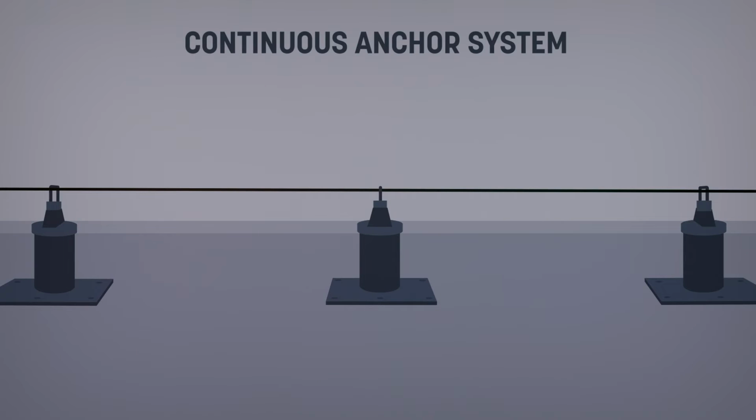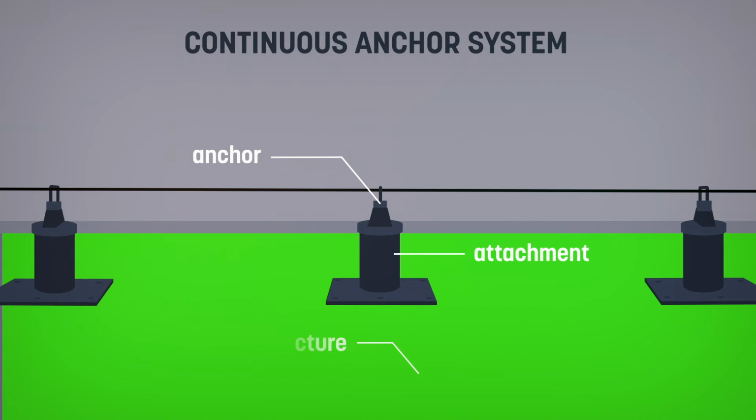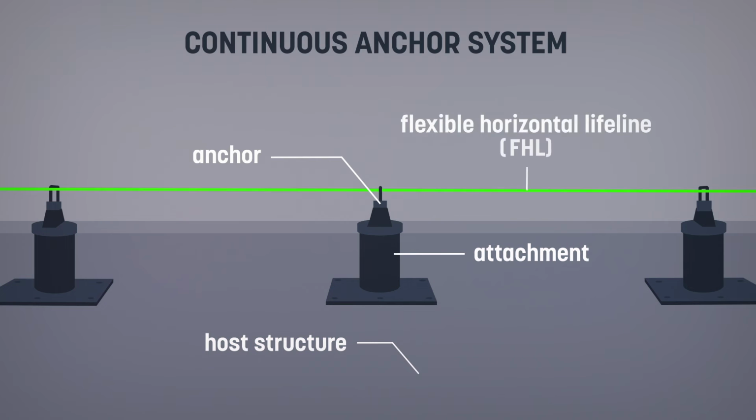A continuous anchor system is composed of four elements. In addition to the anchor, the attachment mode, and the host structure, there is a flexible horizontal lifeline.